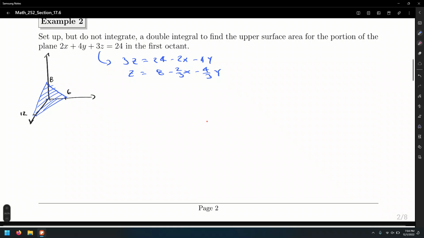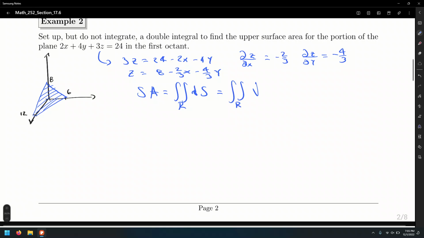All right, so let's find the partial derivatives. The partial of z with respect to x is negative 2/3, and the partial derivative of z with respect to y is negative 4/3. Let's set up the surface integral. Surface area equals the double integral over the region R of dS, and that's the double integral over R of the square root of the partial with respect to x quantity squared plus the partial of z with respect to y quantity squared plus 1.